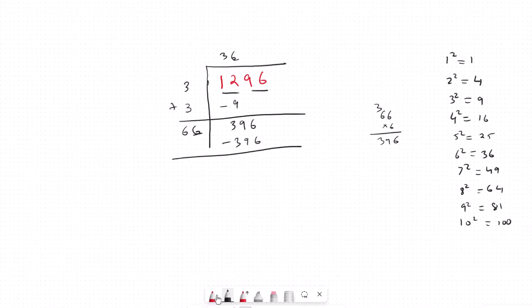If we subtract this, we get 0. So that means the square root of 1296 equals 36. And again, to check our results, we simply need to multiply 36 with 36. We should get 1296.